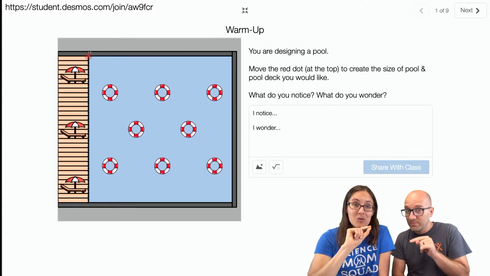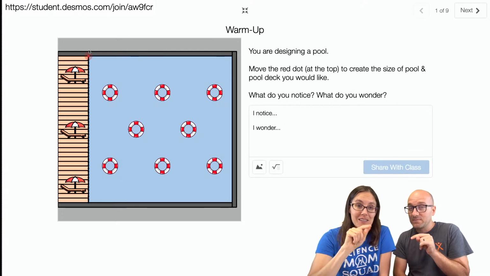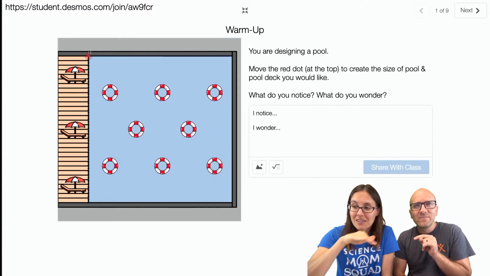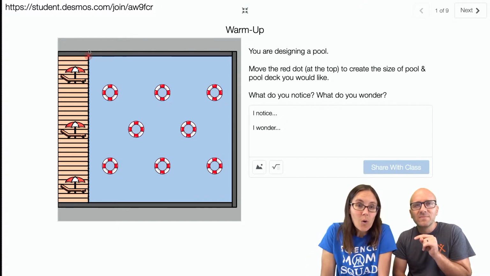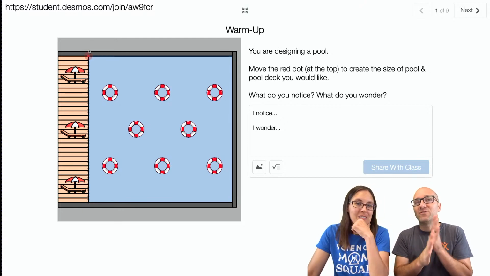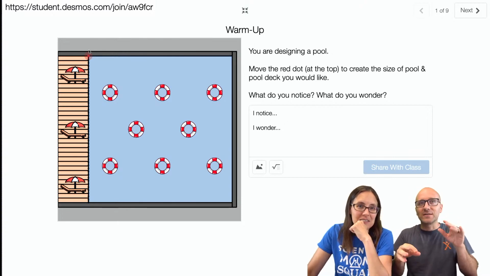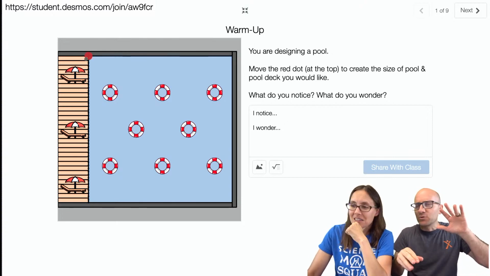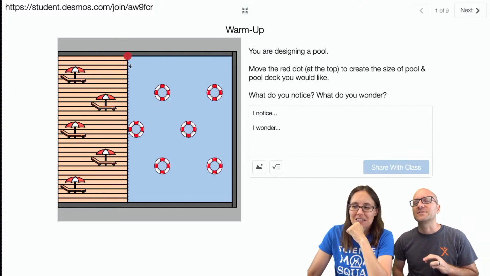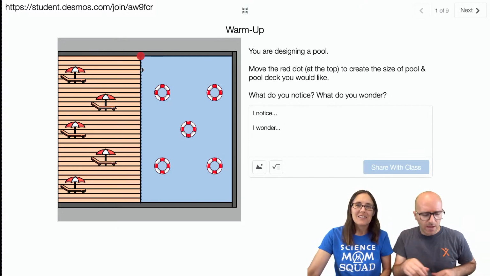I want to give a quick shout out to Arthur in the chat. There is a great connection here: 4 lines on the deck, or those little chairs, equals 1 floaty in the pool. That's an interesting theory. Maybe one could even calculate the floaties versus the lounging chairs. It's kind of a tricky relationship there.